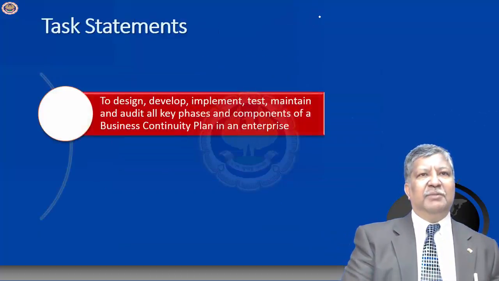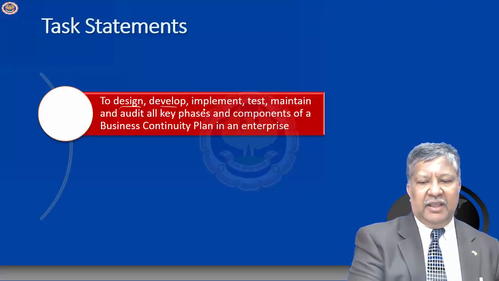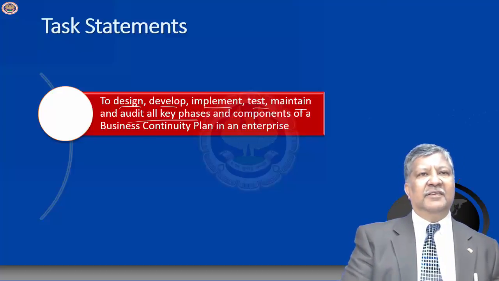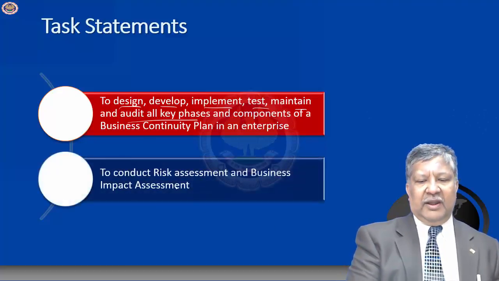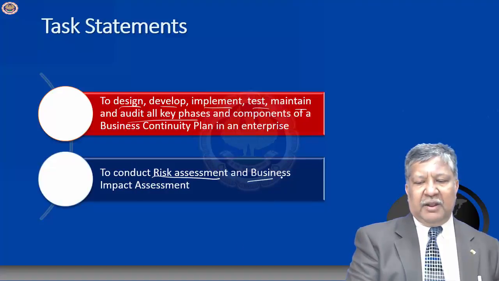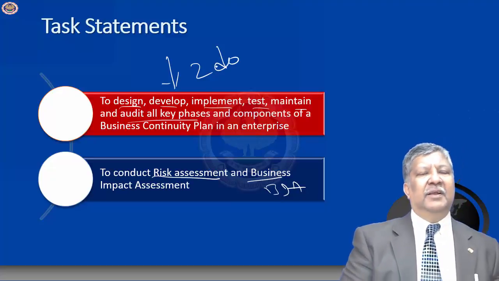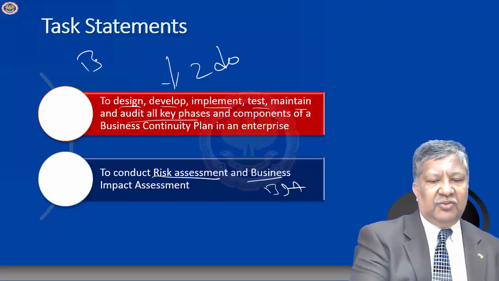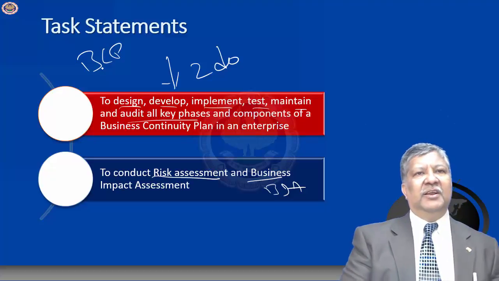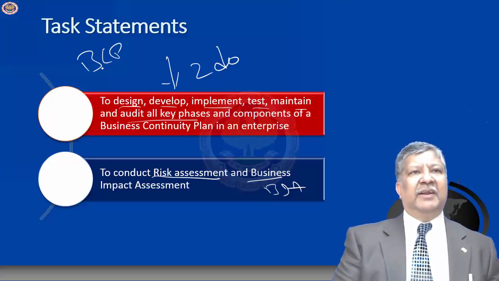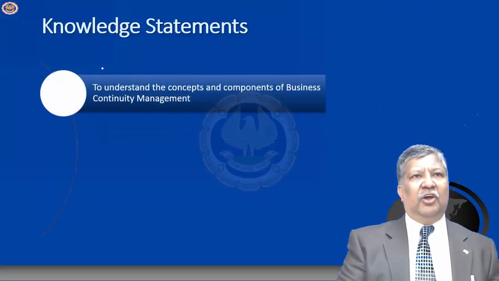Now let's look at the task statement we had for this particular chapter: to design, develop, implement, test, maintain, and audit all key phases. We already covered this in detail. We also looked at how risk assessment could be done, primarily from the point of business impact analysis. Now, this is what you should be able to do when you read this chapter. The content given for business continuity planning is not necessarily from a theoretical perspective; it is also given from a practical perspective. And let's look at the knowledge statement.